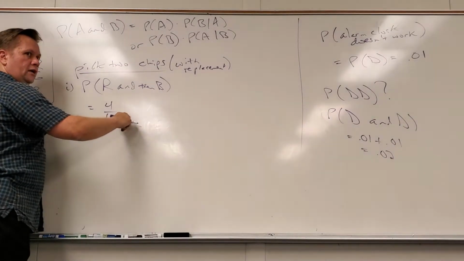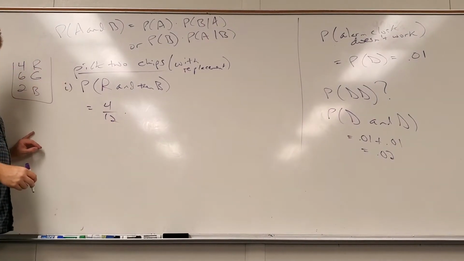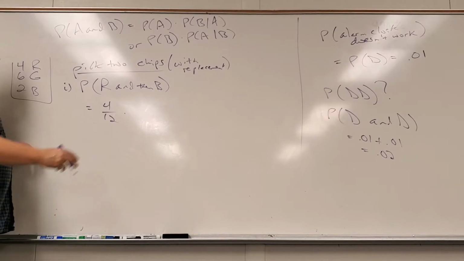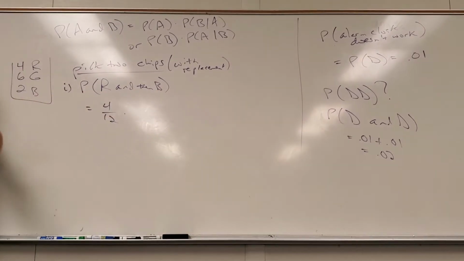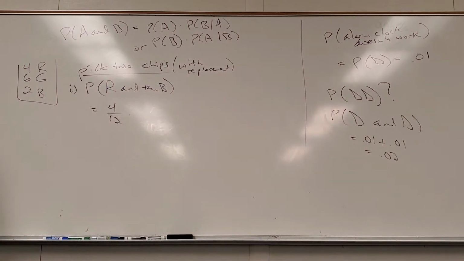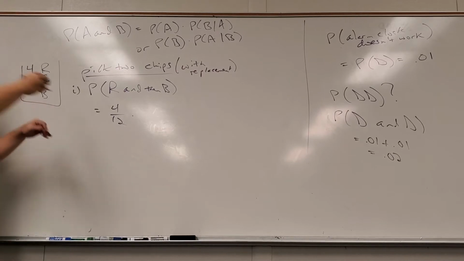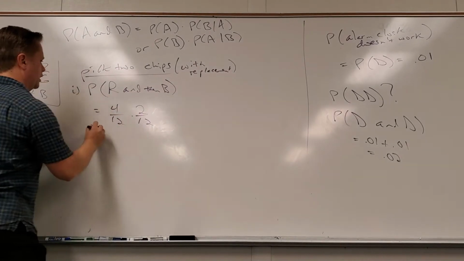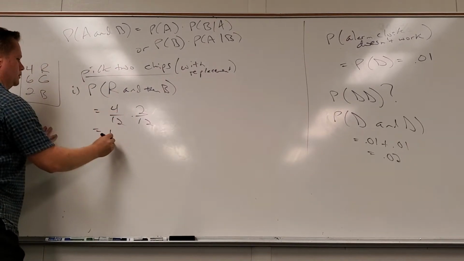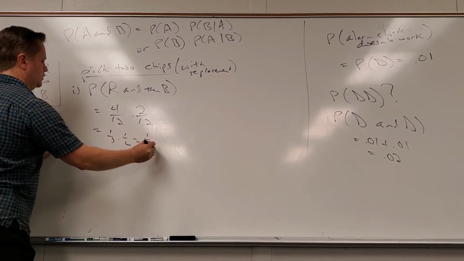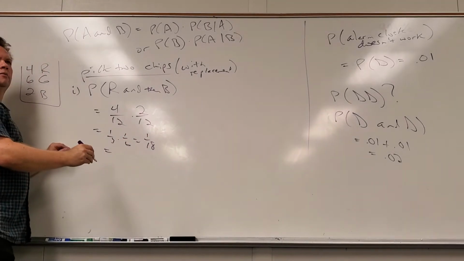Of those times, how often will I then get a blue chip? And I've dropped that first one back in. Reach back in. What's the probability I get a blue chip now? 2 out of 12. And of course that will be 1/3 times 1/6, which is 1/18.